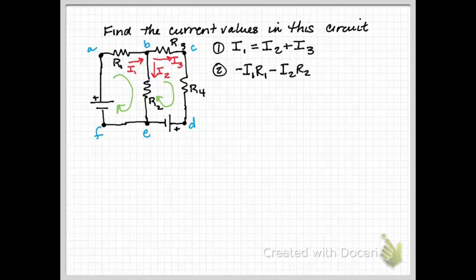So this should be voltage 1, voltage 2. And so we're going to end up with that going all the way around the circuit is equal to 0.